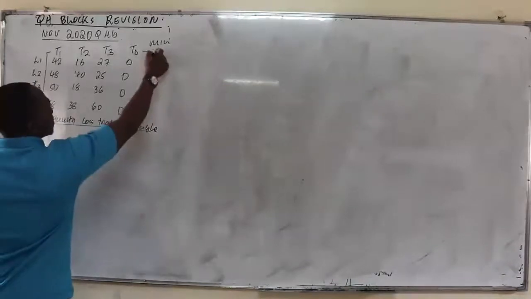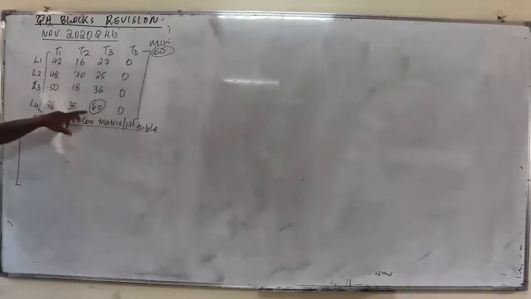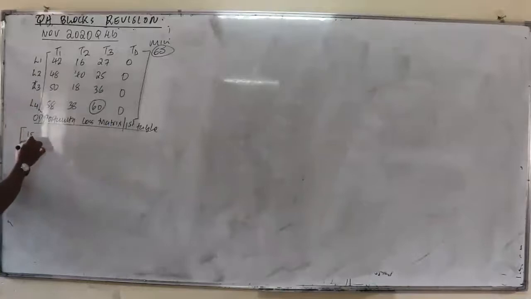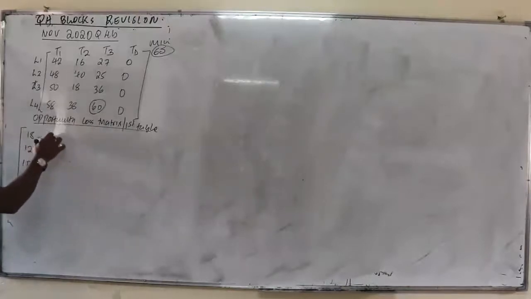Is it not 16? So let's come up with the first table. We'll be taking 60, and you deduct all the others. Are you together? You just get the deviation. 60 minus 42, you get? 60 minus 48, you get what? 60 minus 50, you get? And here you get what? 60 minus 16? Is that 44?